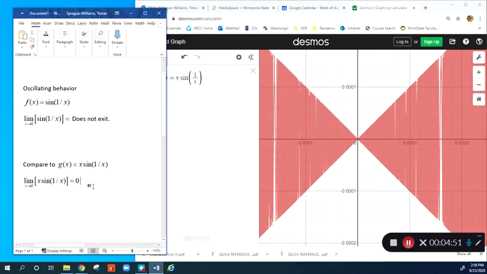So yeah, if you're learning something about oscillation, that's the last of the 3 examples of how a limit can not exist. I think those are really the only three we're going to be dealing with in this class. So that'll do it.